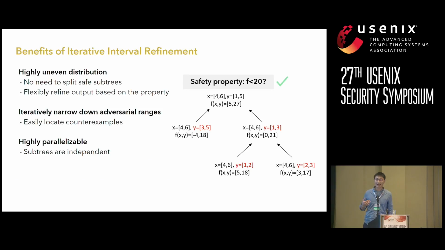As we can see, such a bisection tree is highly unevenly distributed. There's no need to split for safe subtrees, and we can flexibly refine the output range based on the property. This process allows us to iteratively narrow down the adversarial range and easily locate the counterexamples. And also, each subtree is independent, so the whole process is highly parallelizable.